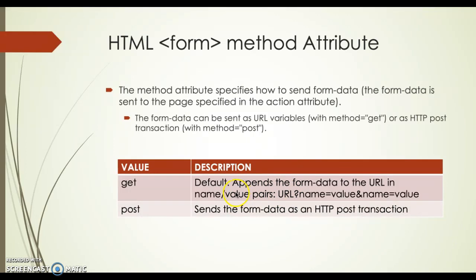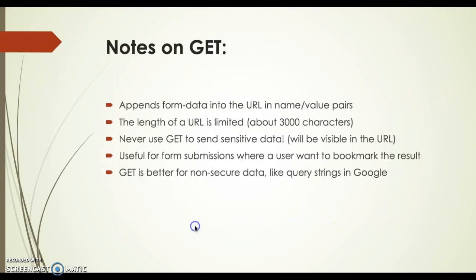Then we have the form method attribute. The form method attribute specifies how to send form data, and the form data is sent to the page specified in the action attribute. The form data can be sent as URL variables with the method get, or as an HTTP post transaction, which is with the method post.